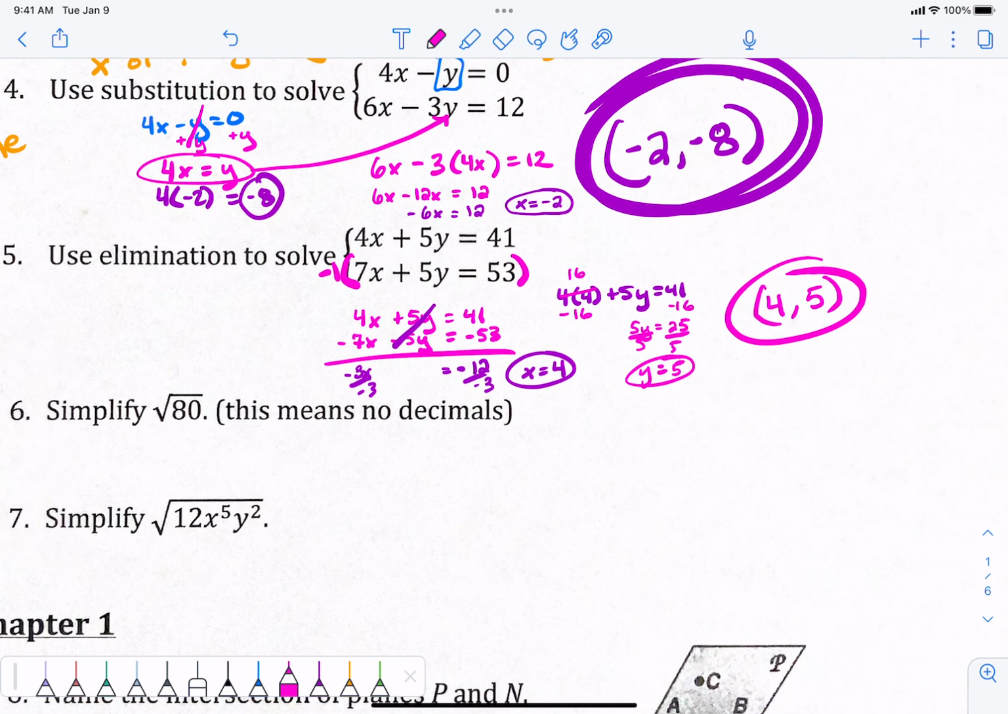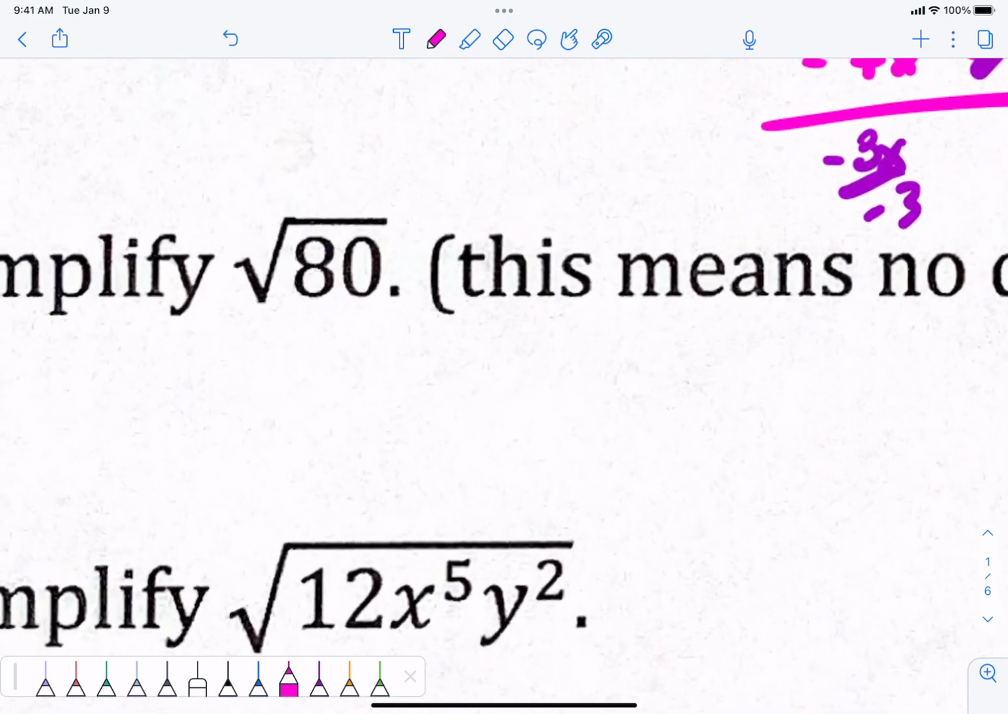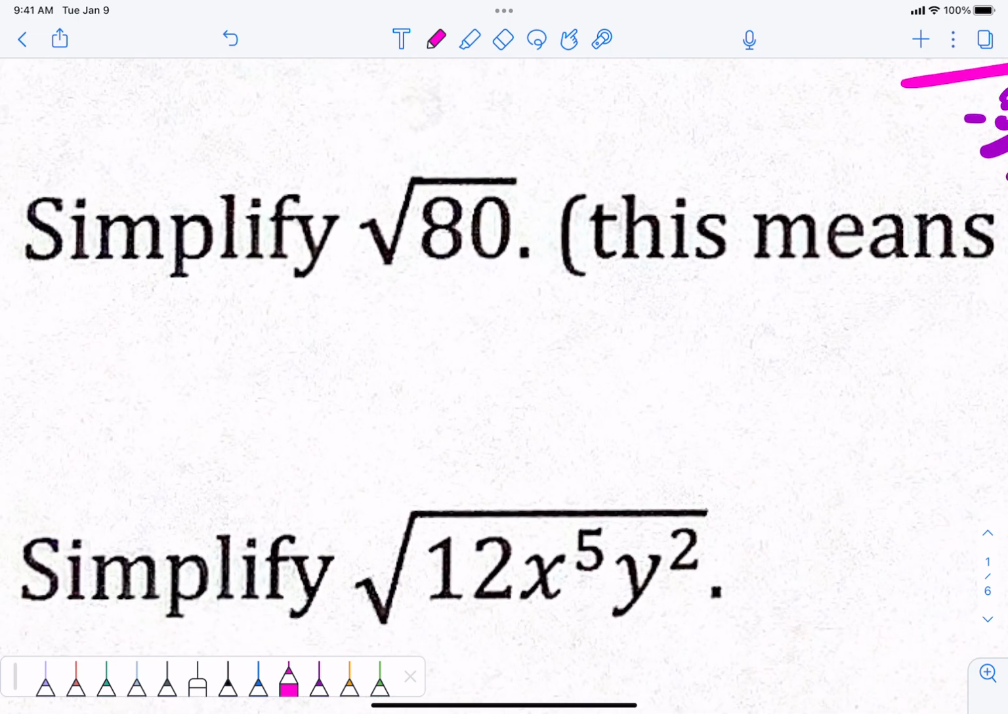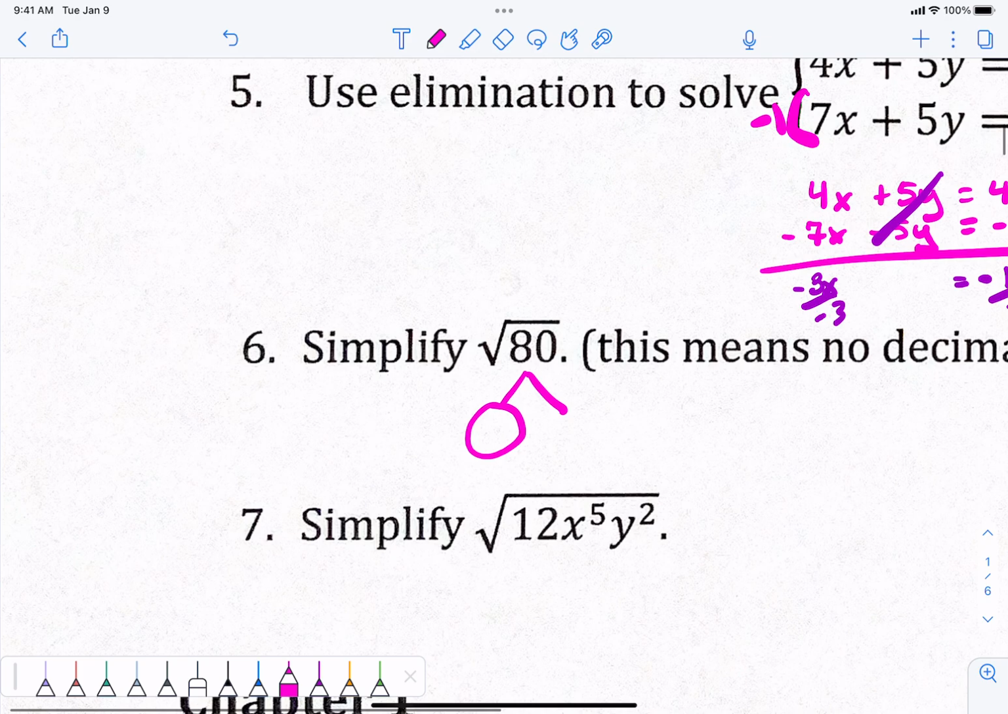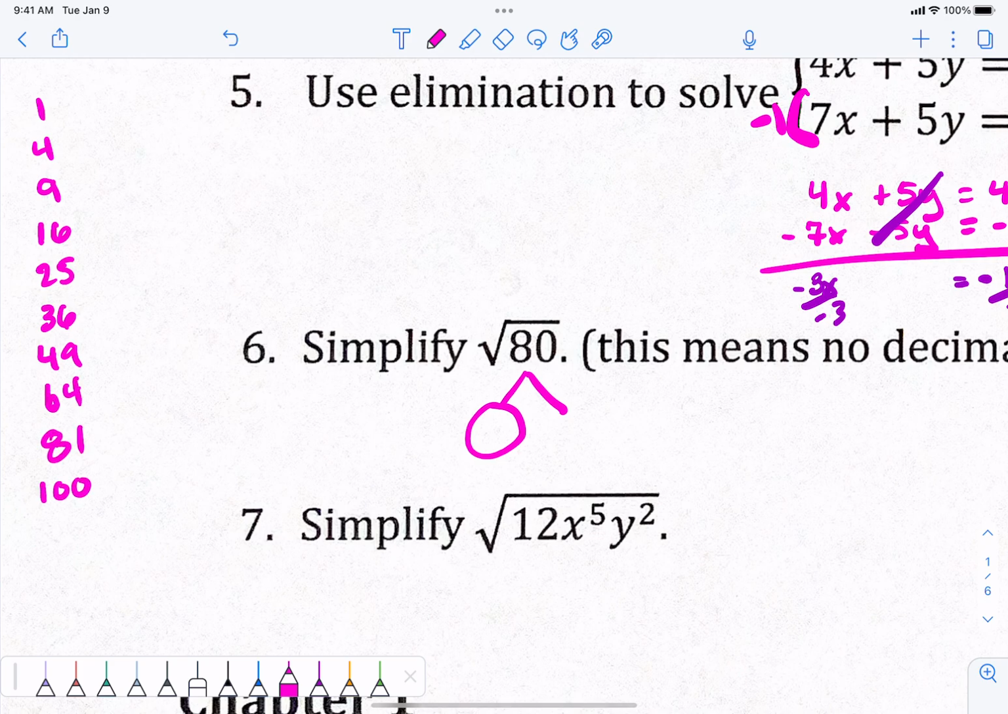All right. Number 6, simplify the square root of 80. No decimals. What are they wanting us to do? Break it down. So what goes into 80 that we can take the perfect square root of? If you need to make your list: 1 squared is 1, 2 squared is 4, 3 squared is 9, 4 squared is 16, then 25, then 36, then 49, then 64, then 81, then 100, right? You want to choose the biggest number possible.